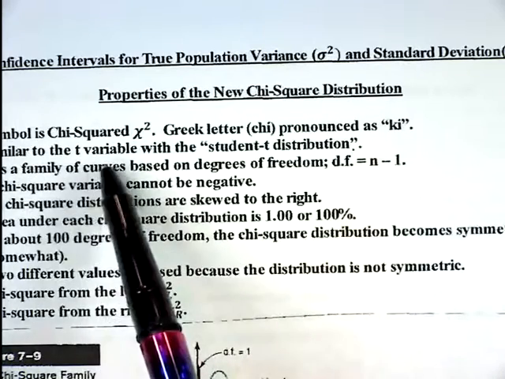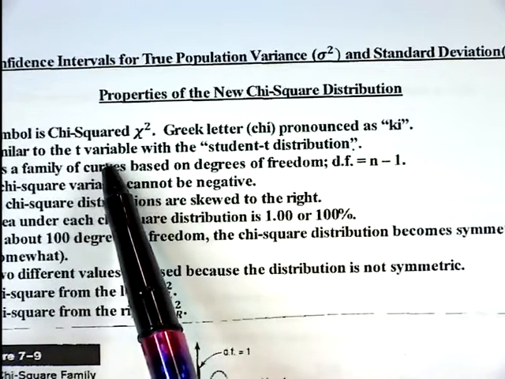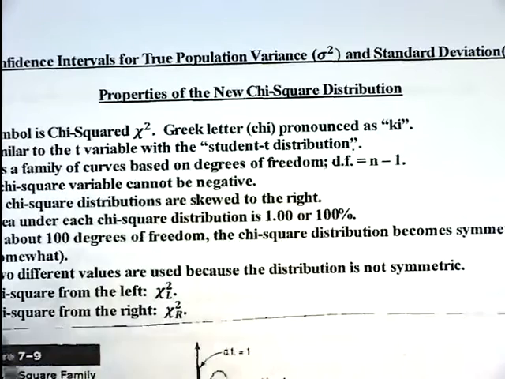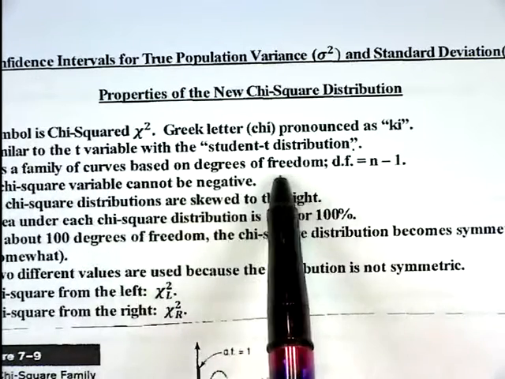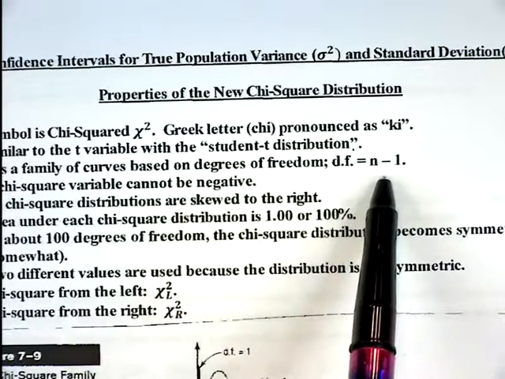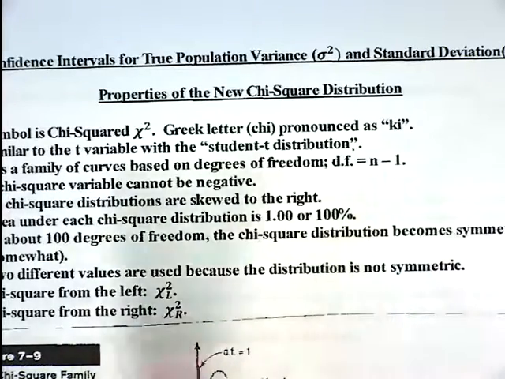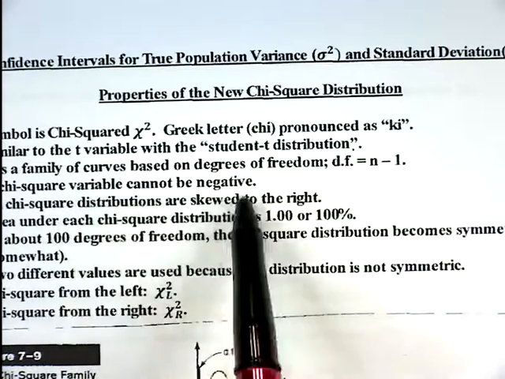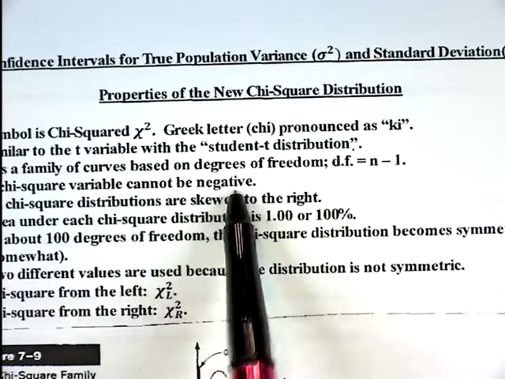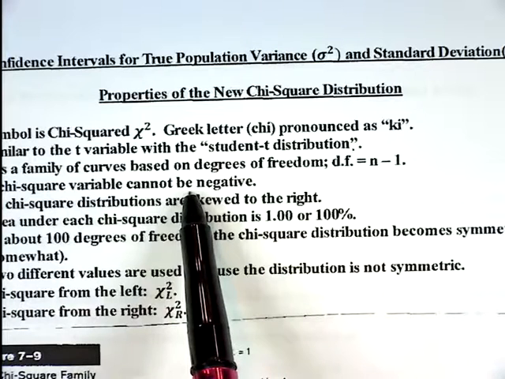It is similar to the student t distribution. It is not just one curve, it's a family of curves based upon degrees of freedom, sample size minus 1. A chi-square variable on the chi-square axis is always positive, it's never negative. You know, you could have negative z-scores, and you can actually have negative t.